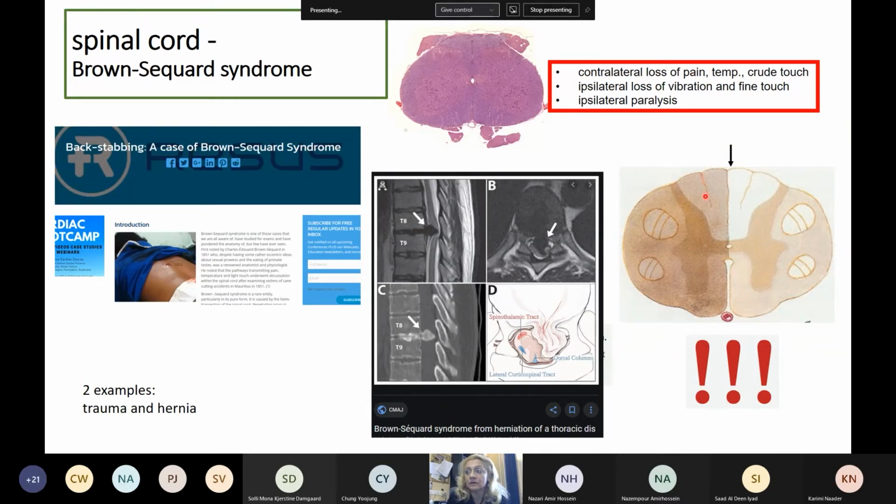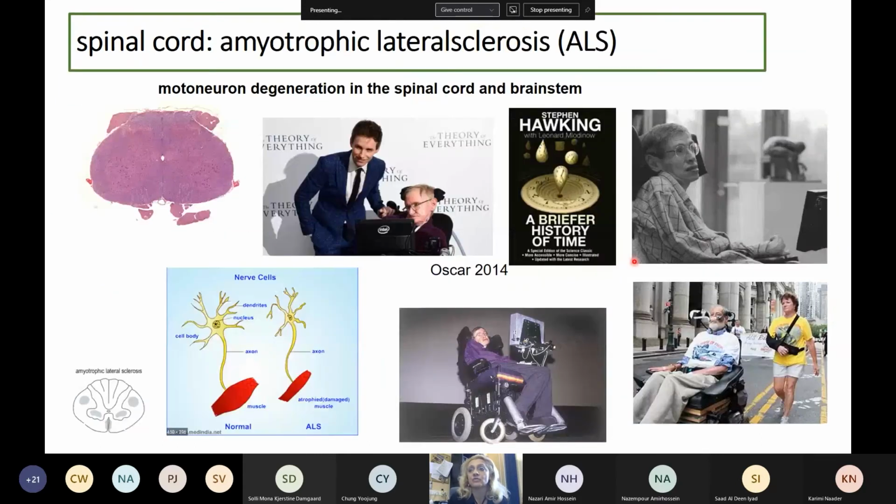And the dorsal column will run ipsilateral in the spinal cord, will go to the nucleus gracilis and only cross after. So it means that in the spinal cord, it is still an ipsilateral pathway. So there will be ipsilateral loss of vibration and fine touch, so epicritic sensibility. This is the Brown-Séquard syndrome.